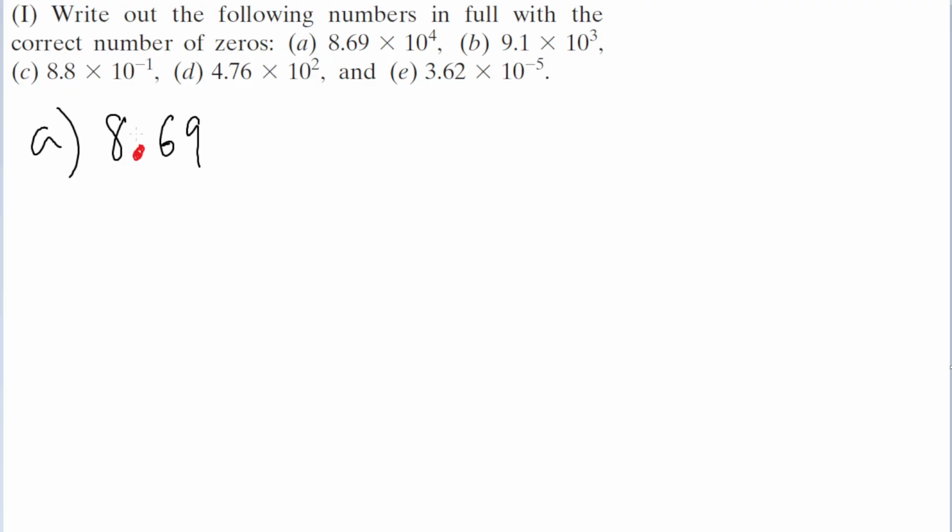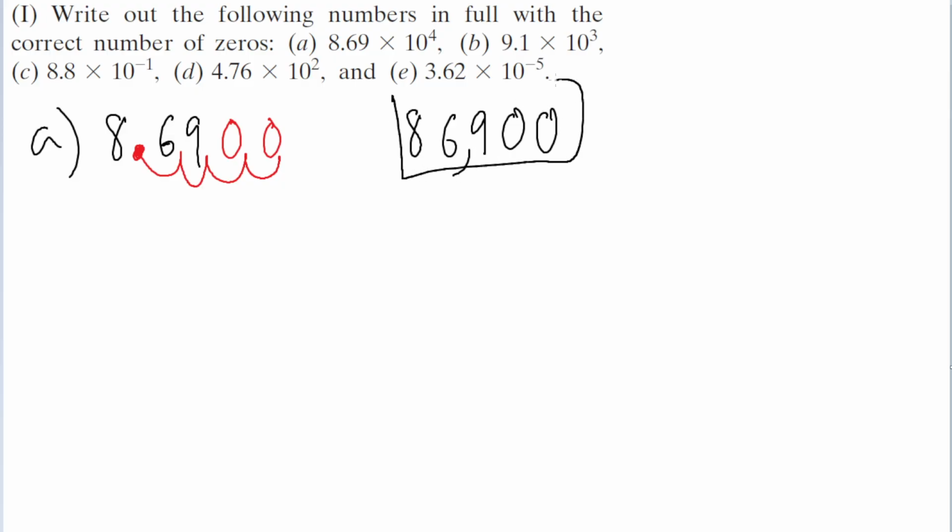Putting this into action, here's where the decimal point is, and I'm going to move it 4 spots to the right, using a little hump kind of pattern. So 1, 2, 3, 4. And the empty spots can just be filled in with zeros. This means that when the number in part A is written out in full, that's 86,900. And that is our answer to part A.